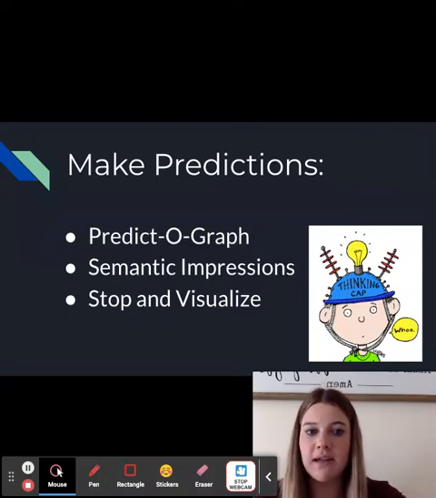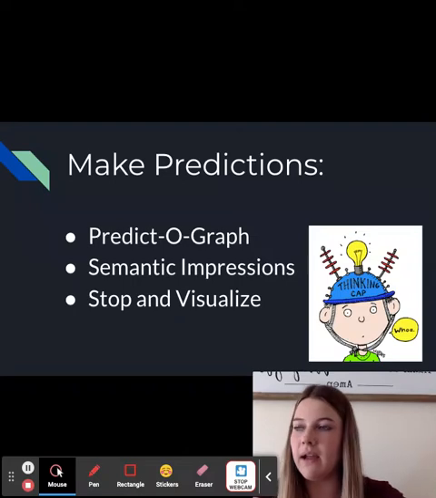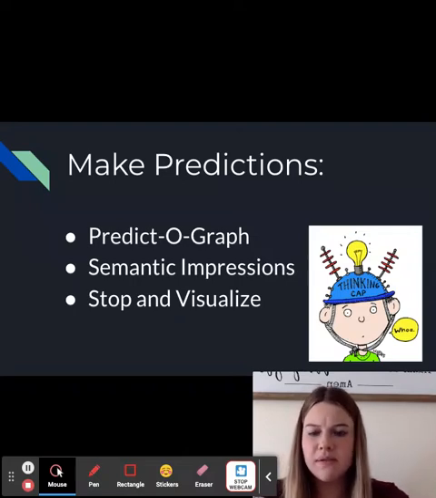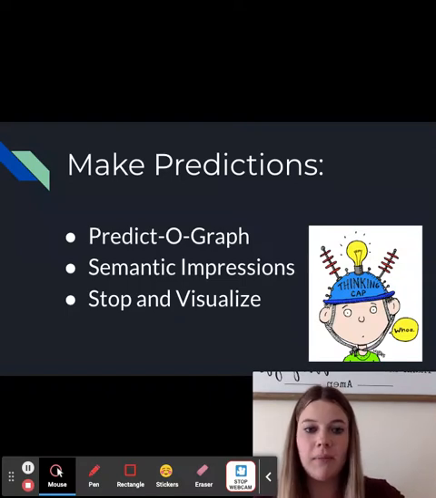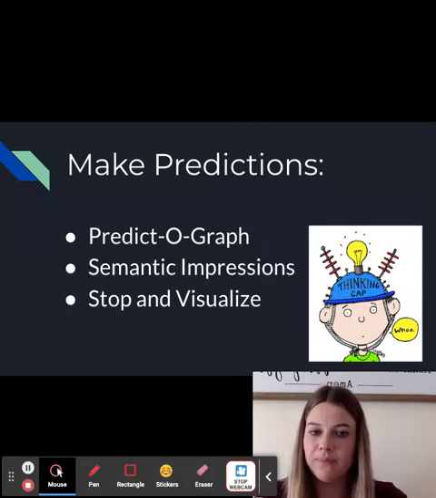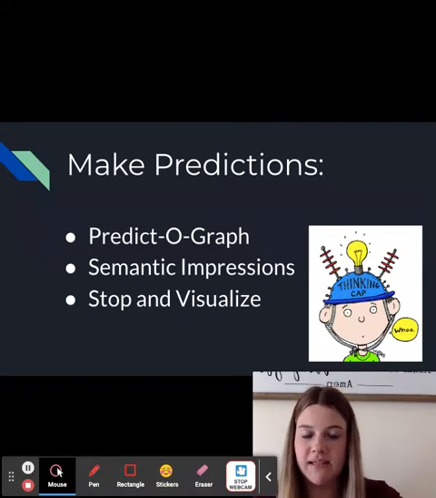Stop and visualize. That's where you ask the students to stop throughout the story and visualize different images in their heads. So if I am reading to my students, I don't know, we'll say The Wednesday Wars, I might tell them, okay, stop right now. What do you see? And then they're just going to visualize in their heads. Or I might say, stop, what do you think hauling looks like right now? And then I'll have them visualize it.